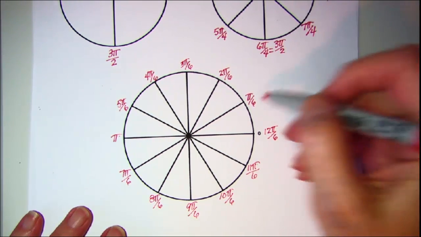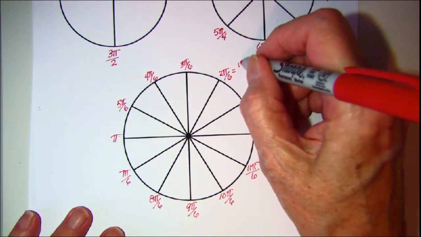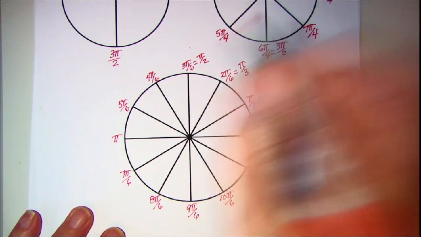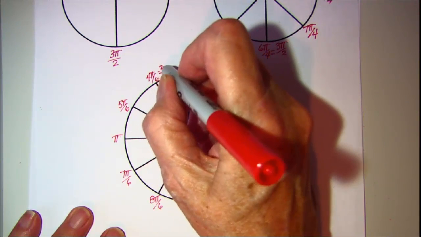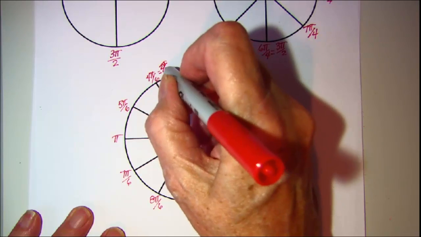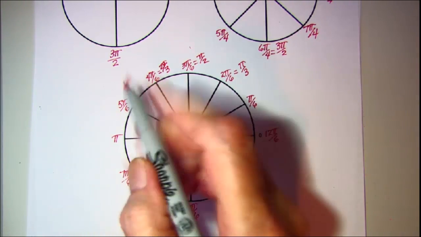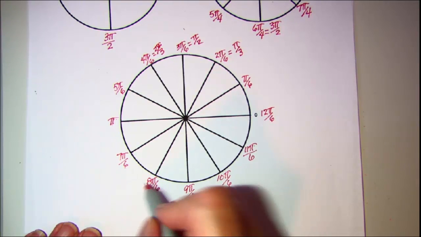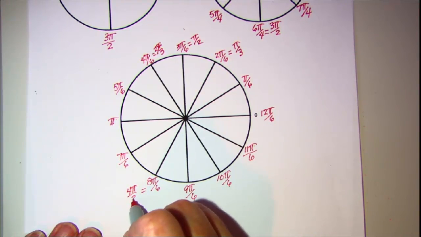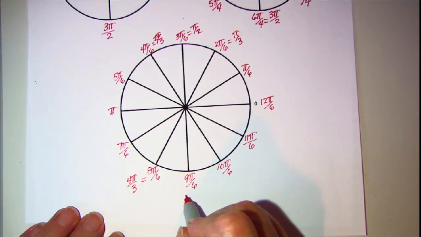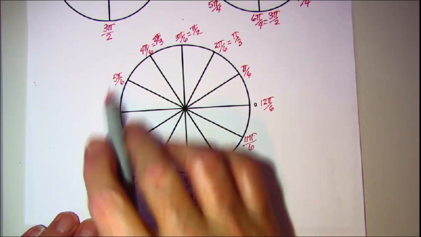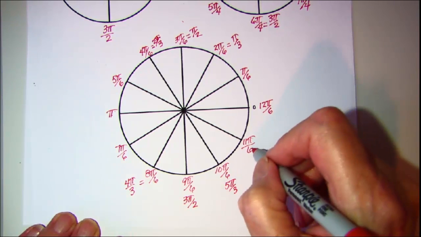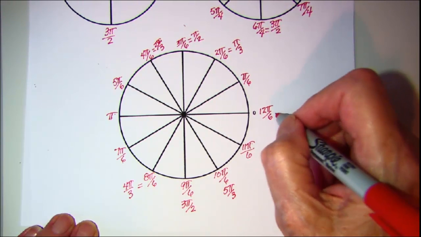Now reducing these, this one won't reduce. This is the same as pi over 3. This is pi over 2. This one's 2 pi over 3. This one won't reduce. And this is 6 pi over 6, which is pi. 7 pi over 6 won't reduce. This one's 4 pi over 3. And this one reduces to 3 pi over 2, which we saw on all these other ones. This one is 5 pi over 3. And then 11 pi over 6 won't reduce. And then 12 pi over 6 is the same as 2 pi.